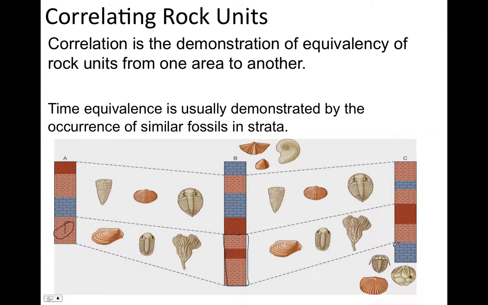Okay, but these rocks down here at location C have fossils not found in A. So we know that these rocks at C must be older than these rocks over here at A.